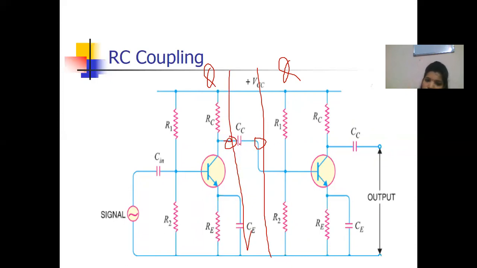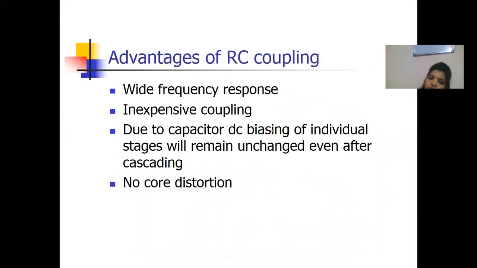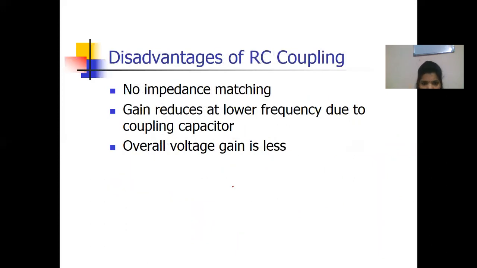During AC biasing, the capacitor will be a short circuit, so this stage will be connected with this stage. But during DC biasing, the capacitor will be an open circuit, which means these two stages are different. So the Q point of one stage will not affect the Q point of the other stage. And next is no core distortion.